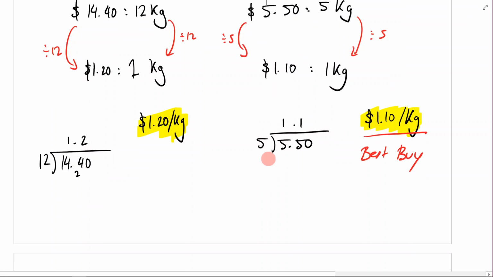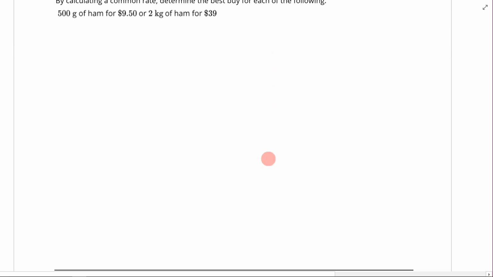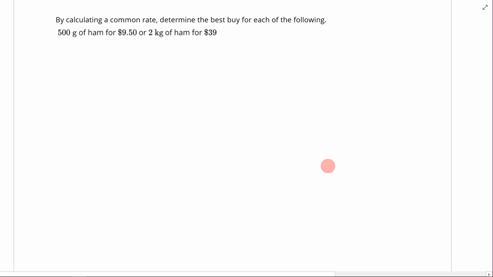All right, hopefully you were successful with that one. Let's give it another go. This one's a little bit different. It says, by calculating a common rate, determine the best buy for the following. Even though I say it's a little different, it's actually going to be pretty much the same. So give it a go. You might like to pause it and see how you go with it.